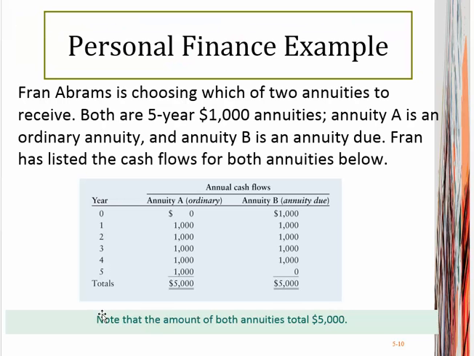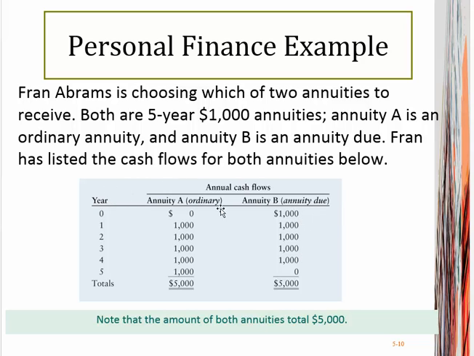So let's take a look at two series of cash flows. We have two potential investment opportunities. Both of them are 5-year, $1,000 annuities. Annuity A is an ordinary annuity. That means it starts at the end of the period. There are your 5 cash flows. Annuity B is an annuity due, so it's going to start today with its 5 cash flows.